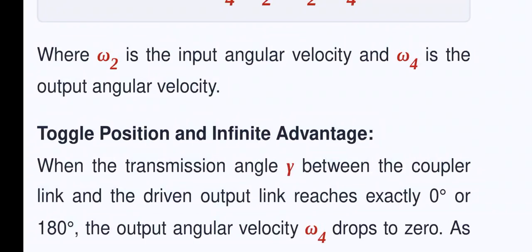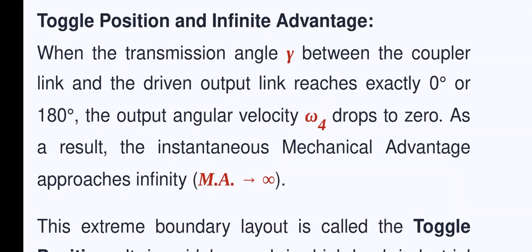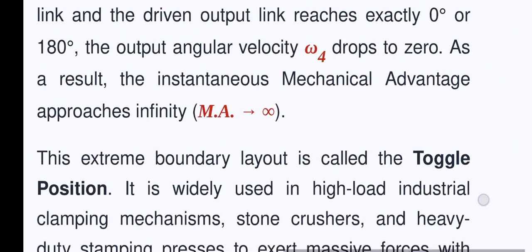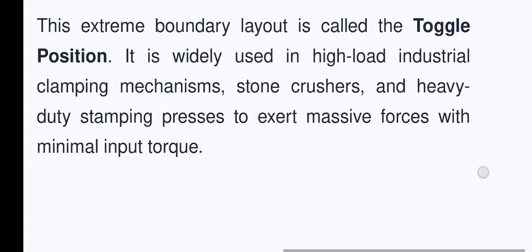Toggle position and infinite advantage. When the transmission angle gamma between the coupler link and the driven output link reaches exactly 0 or 180 degrees, the output angular velocity omega 4 drops to 0. As a result, the instantaneous mechanical advantage approaches infinity. This extreme boundary layout is called the toggle position. It is widely used in high-load industrial clamping mechanisms, stone crushers, and heavy-duty stamping presses to exert massive forces with minimum input torque.